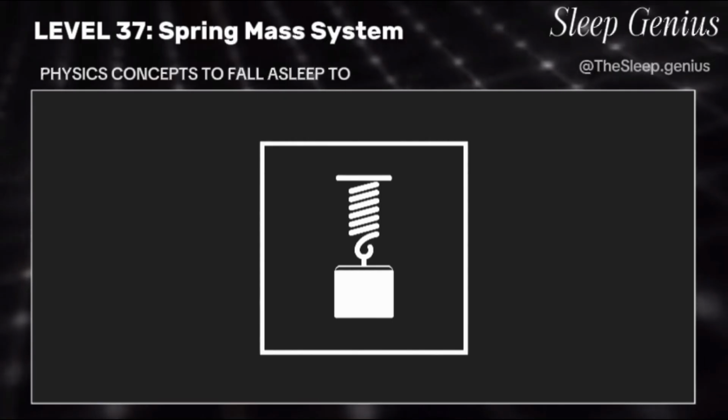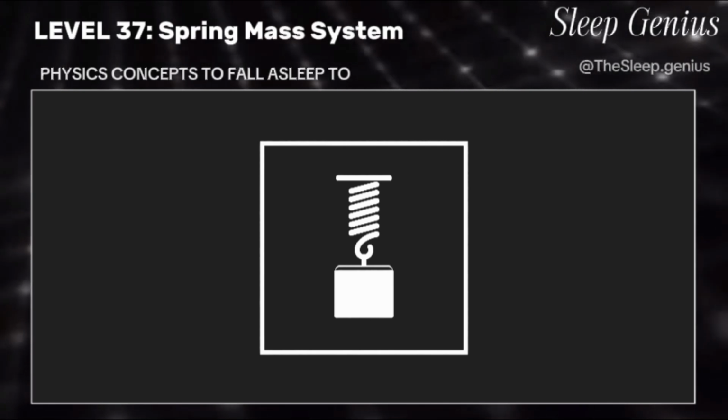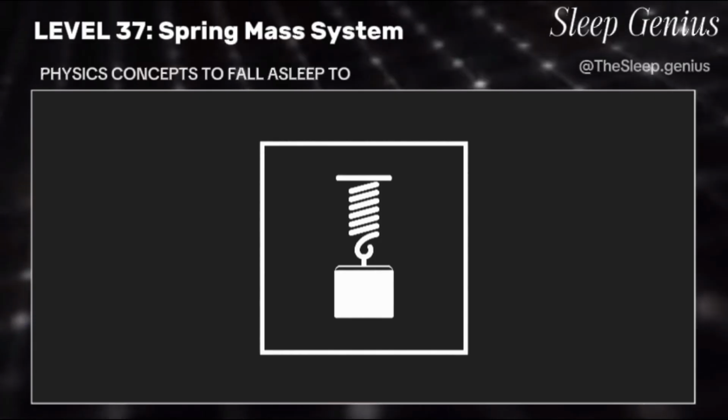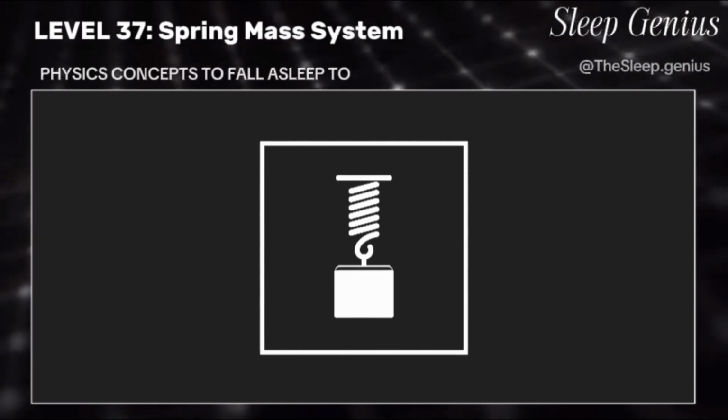A spring mass system is a simple mechanical system made up of a mass attached to a spring. The fundamental idea is that the spring can stretch or compress, and the mass moves back and forth. The underlying principle is Hooke's law, which states that the force exerted by the spring is proportional to its displacement. This system is a basic example of oscillatory motion.